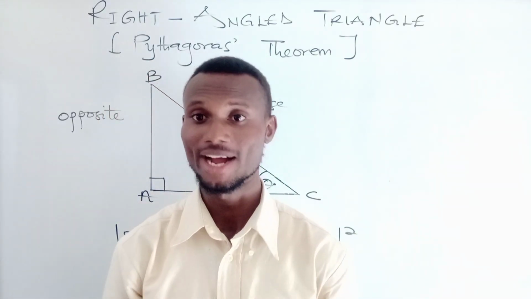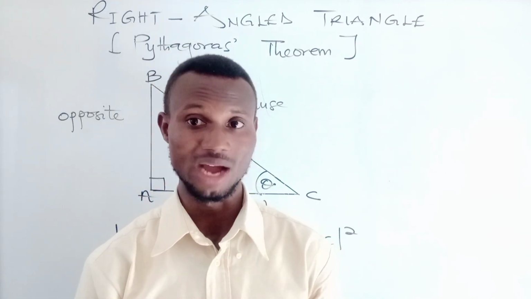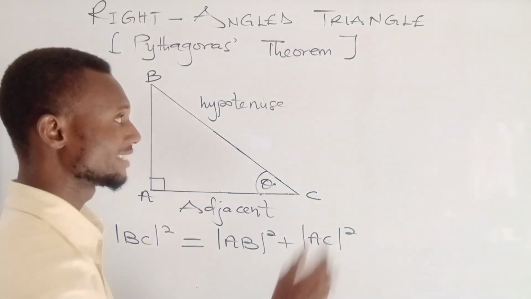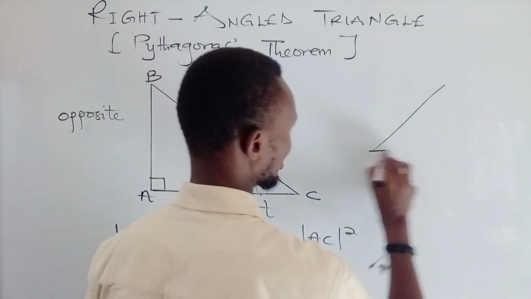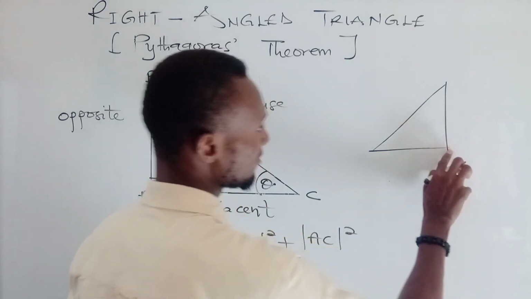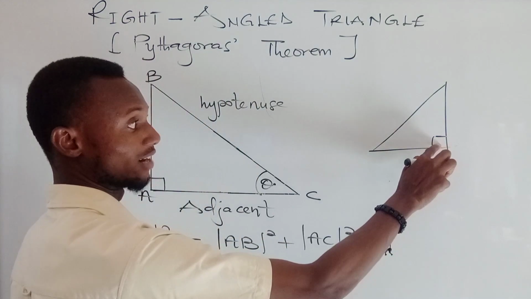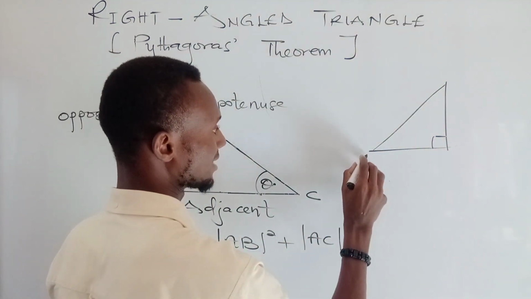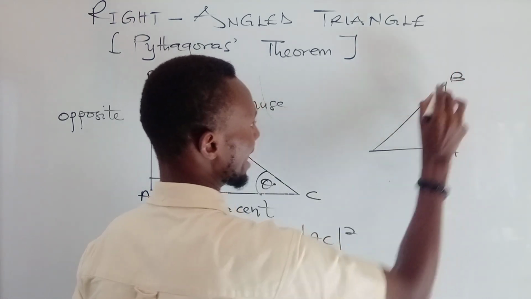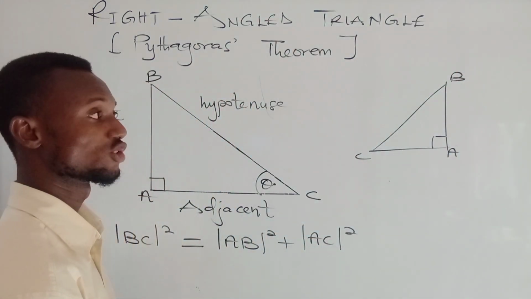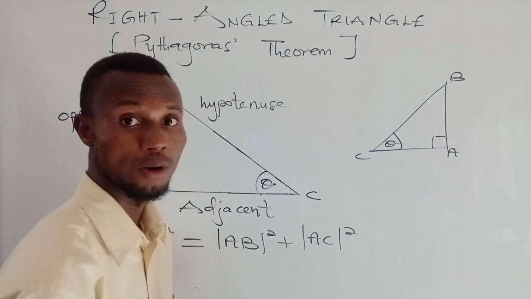When the triangle is turned in a different way, it's the same rules that you are going to apply. Assuming the triangle is turned this way, let me draw another triangle here. Let's say I have my triangle turned this way, so there's a 90 degrees angle formed here. Let me label the parts. I have my A here, my B here, and my C here. It's the same process, and an angle theta is formed here.